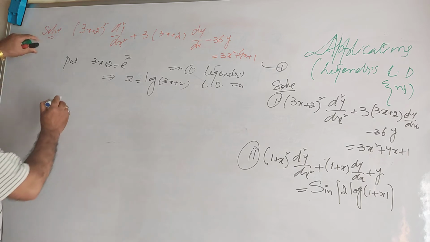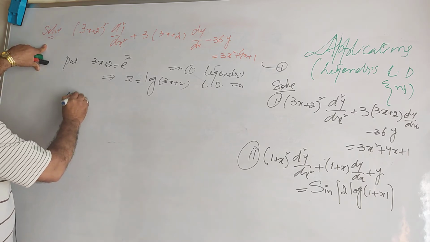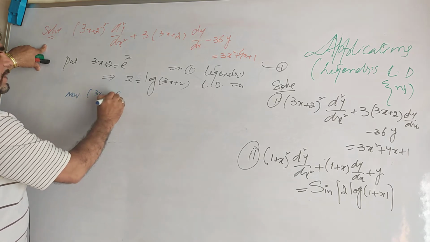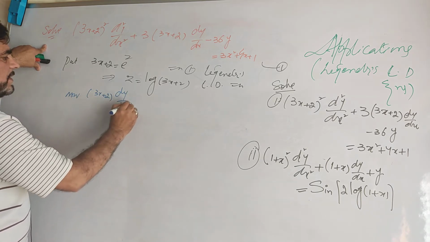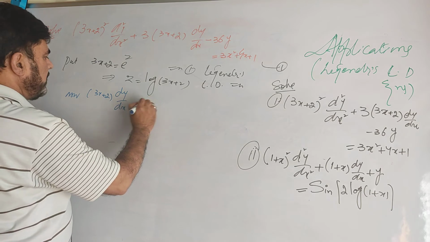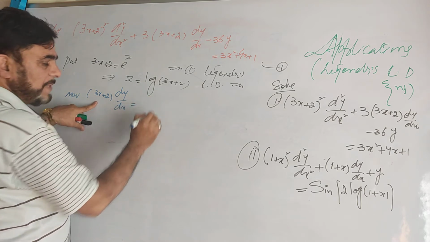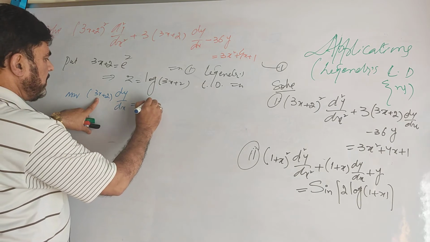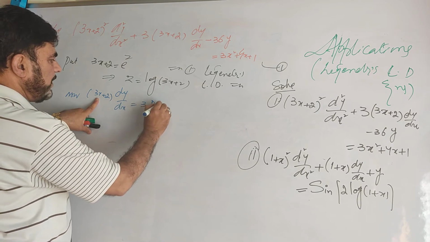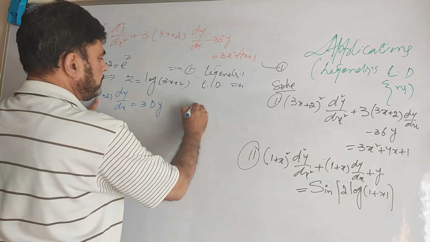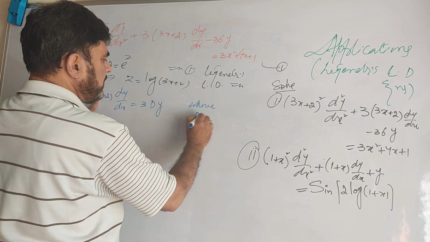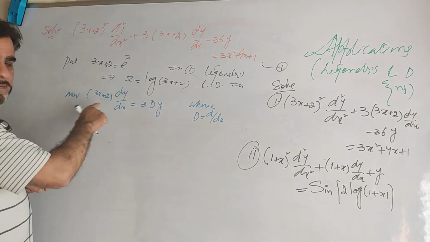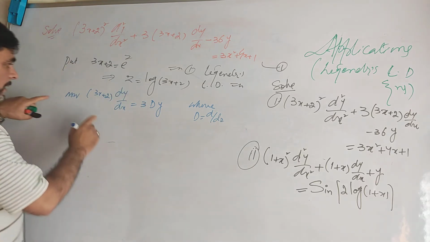Now (3x plus 2) dy by dx is simply 3 b Dy, where D is d by dz. It was b raised to the power 1 when it was ax plus b, and here b is this 3.